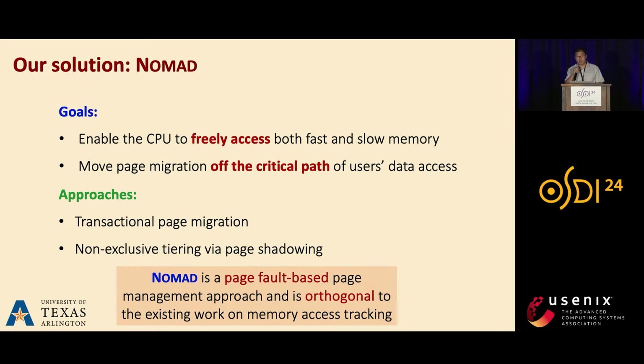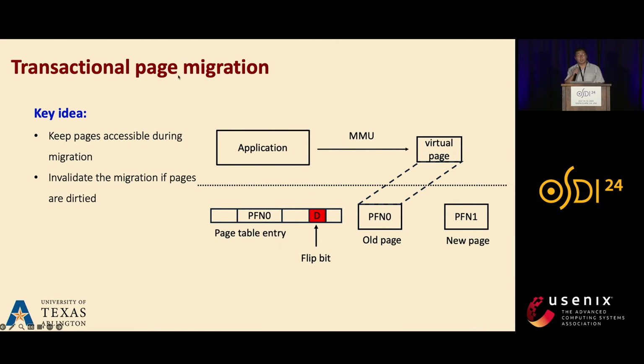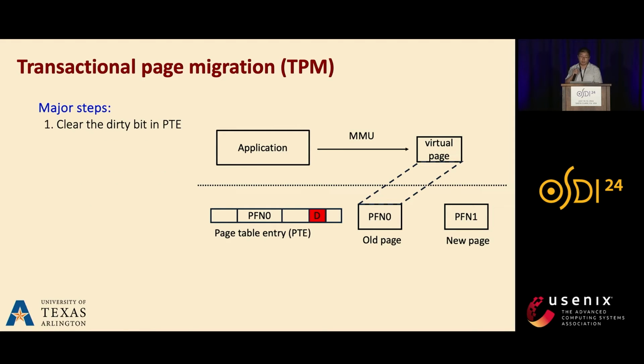Central to Nomad's design, there are two key mechanisms, transactional page migration and page table scanning. Note that Nomad is a page fault-based management approach and is orthogonal to the existing works. The key idea of transactional migration is to keep pages accessible during migration and treat the migration process as a transaction. It opportunistically copies the page to the fast tier where the page can be accessed by users. Migration is committed if the page copied was not updated. Otherwise, the migration transaction is aborted and will be tried later.